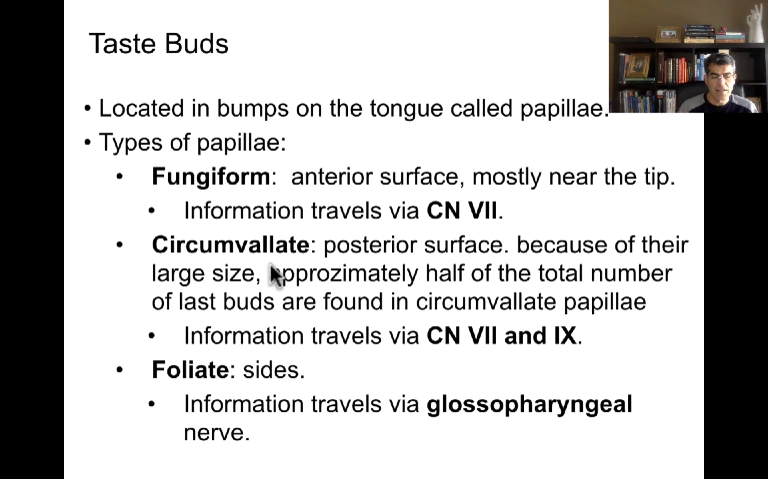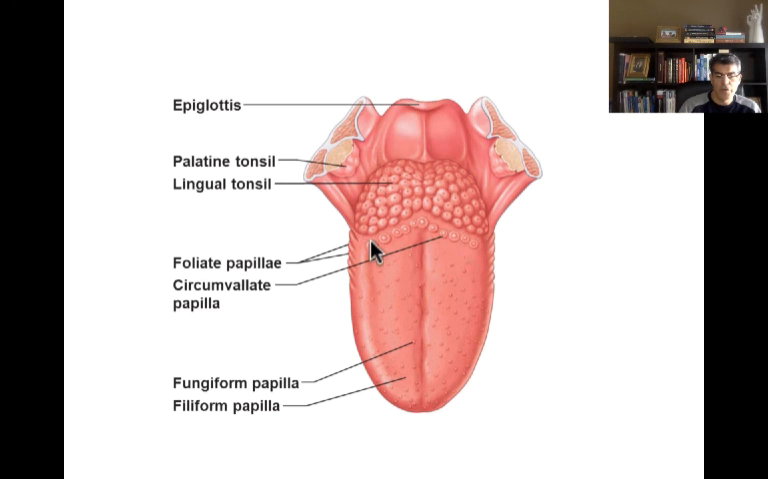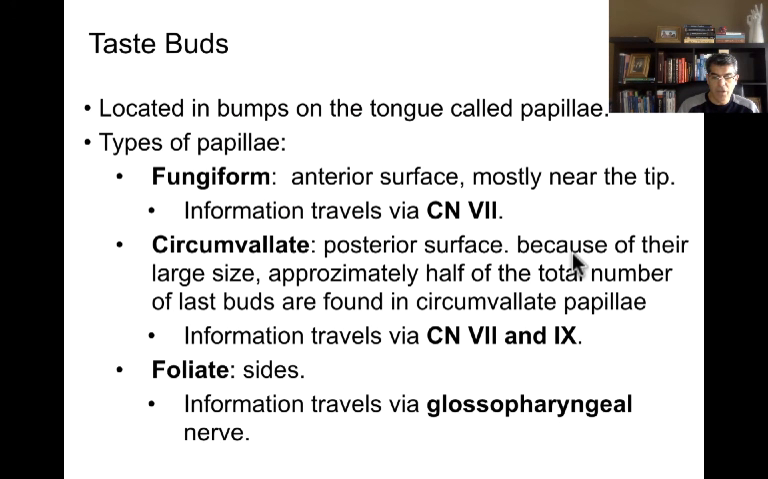Let's start with circumvallate. Circumvallate, we said, is on the posterior surface, and they are the largest. I'm sure you noticed this one. As far as the number, there are not that many, but as far as the size, they are huge. They have so many taste buds. In fact, almost half of the total taste buds are inside the circumvallate papillae.